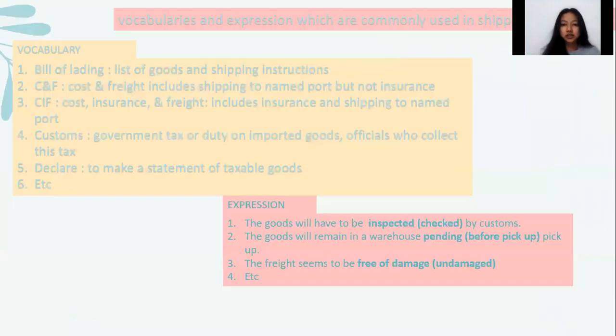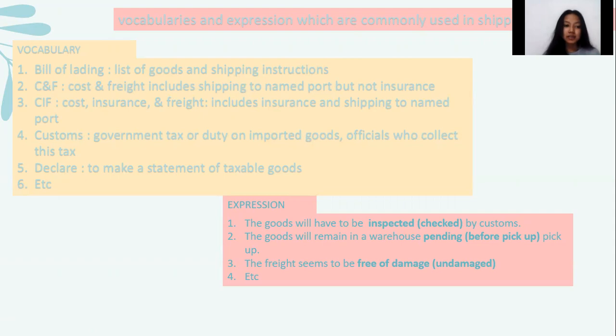Vocabularies and expressions which are commonly used in shipping documents. This is a sample of vocabulary commonly used in shipping documents. The first sample is bill of lading. Bill of lading is a list of goods and shipping instruction. And second, CNF. CNF is cost and freight. Cost and freight includes shipping to named port but not insurance. Third is CIF. CIF is cost, insurance, and freight. Cost, insurance, and freight includes insurance and shipping to named port.